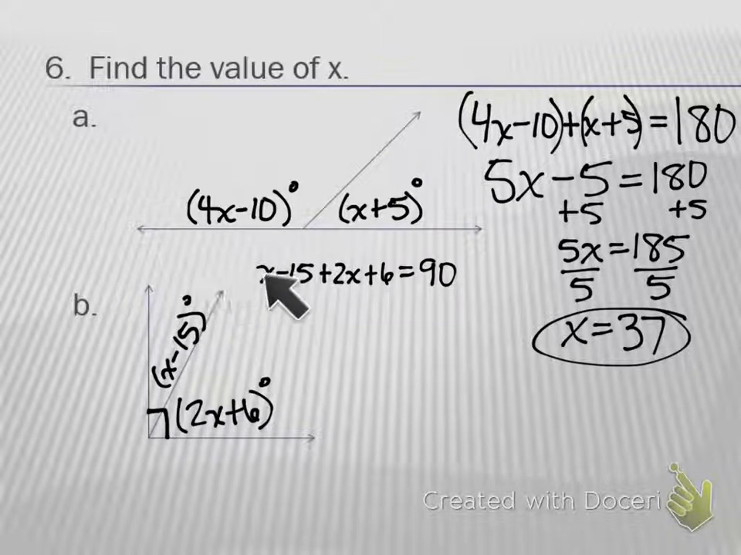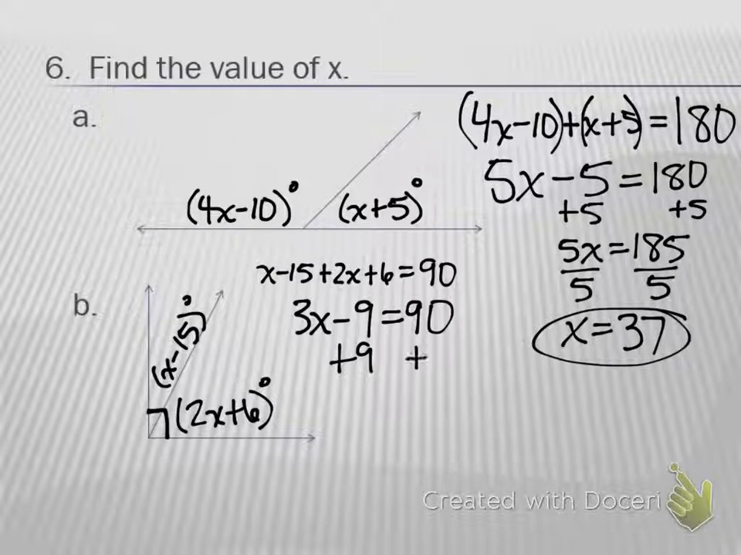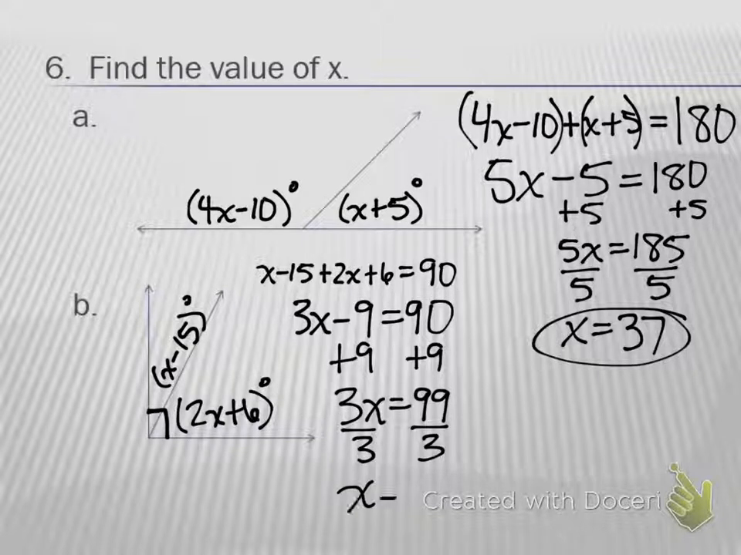All right, let's combine like terms. x plus 2x. Negative 15 plus 6 equals 90. To solve, add 9 to both sides. 3x equals 99. And then divide by 3. x equals 33. Again, all we were asked to do was find the value of x, so that's the end of that problem.